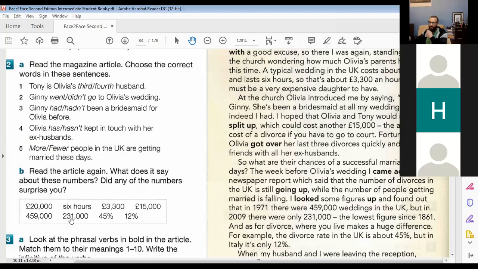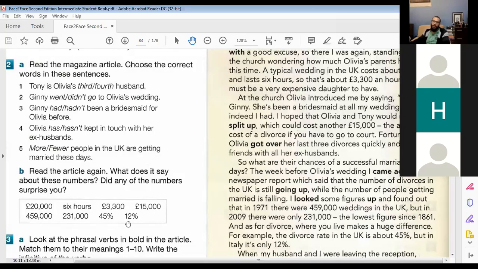And what about 231,000? 2009. Yes, the number of weddings. Do you see it's almost half, right? Yes. And you have to remember that the population is increasing. So there's more population and fewer weddings. Okay, and then we have 45%. The divorce rate in the UK. And in Italy, yes, it's 12.